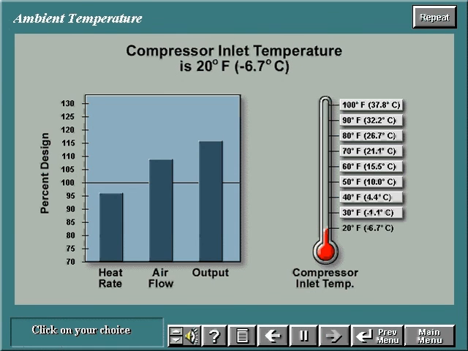In this graph, you can see how a compressor inlet temperature of 20 degrees Fahrenheit affects heat rate, airflow, and output. Click on the other compressor inlet temperatures to see how they affect the performance factors. Click on Previous Menu when you have finished.